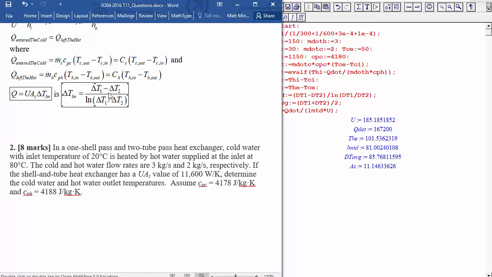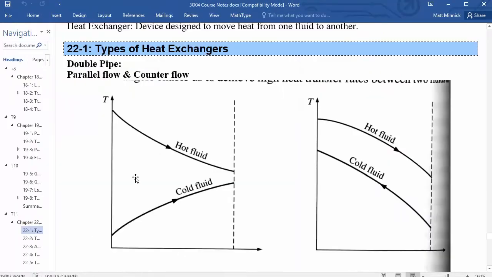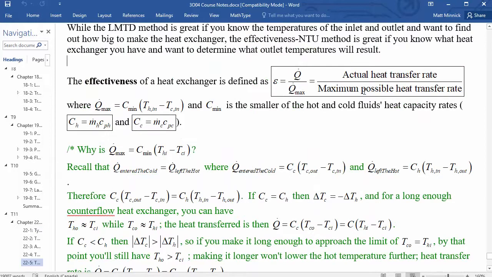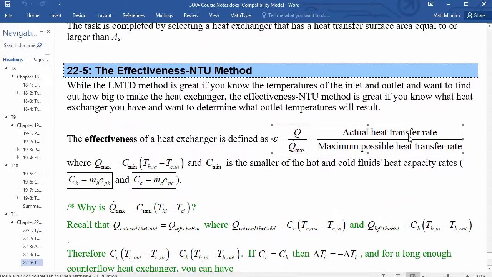Fair question. Okay, so rather than go about it that way, we're going to use the Effectiveness NTU method. Let's just overview exactly how that's going to work. So the effectiveness is defined as the actual heat transfer rate over the max possible heat transfer rate.